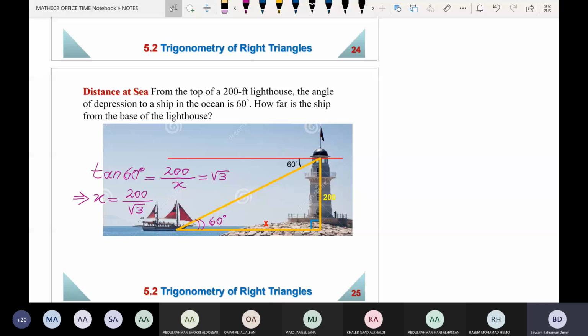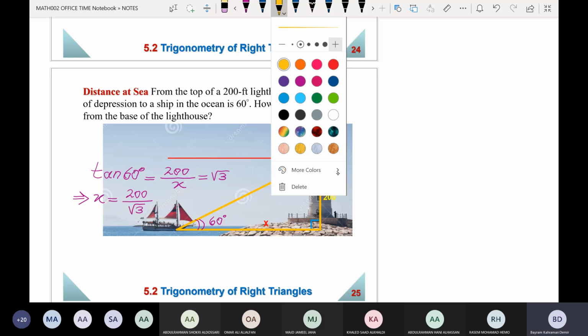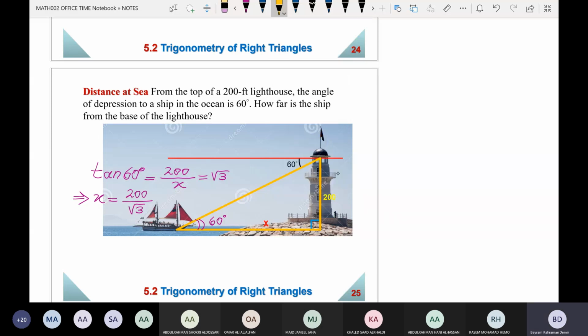Again, let me just draw this famous line, Shabab. So this is your level, of course. You are sitting here, right, Shabab? And you are looking down here. So this is the angle we are talking about: the angle of depression.